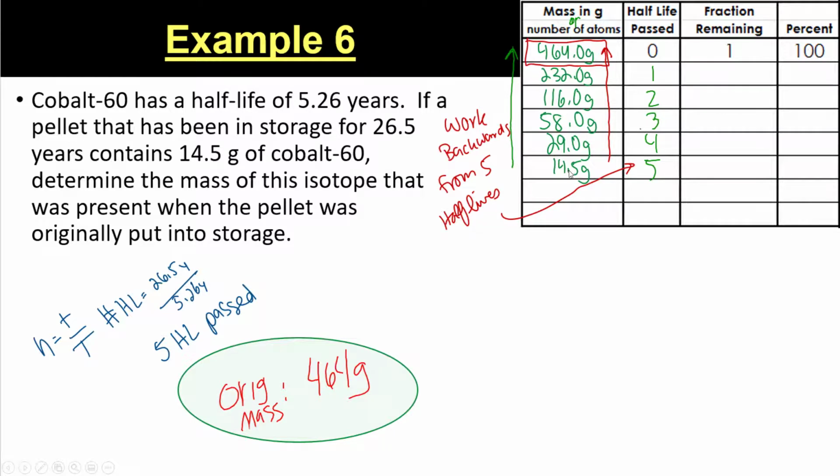So now I am working my way back up and multiplying by 2 each time. And I wind up seeing that when this first went into storage, there was 464 grams of cobalt-60. But after those 5 half-lives, it wound up back down to 14.5.